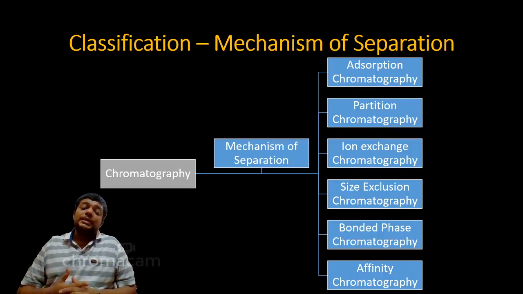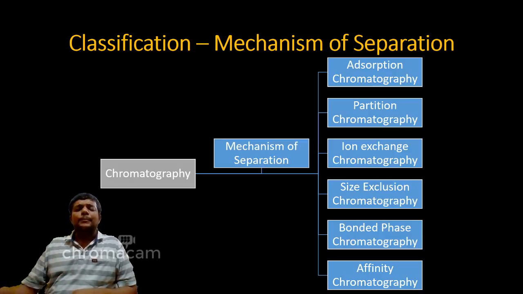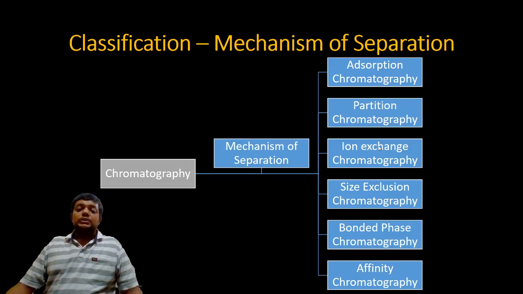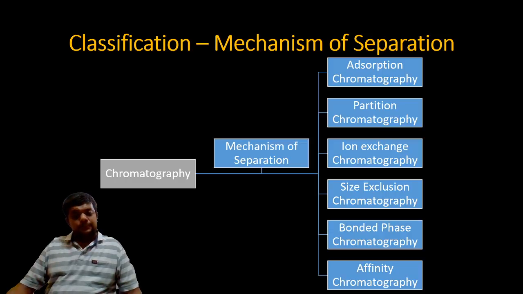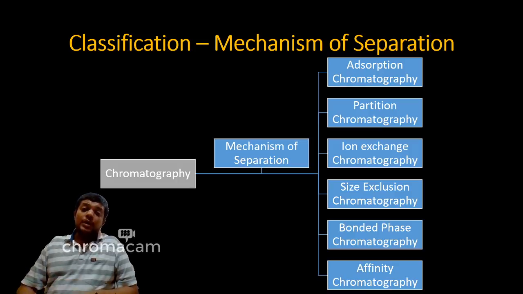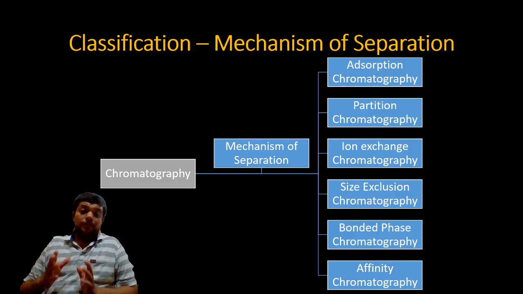Classification based on the mechanism of separation. Friends, highly important slide. Chromatography, when classified on the basis of mechanism of separation, you have adsorption chromatography, partition chromatography, ion exchange chromatography, size exclusion chromatography, bonded phase chromatography, and affinity chromatography. Among these types, there are a few chromatographic techniques that can be used for both planar and column, but there are a few techniques which can only be used either for column or for planar.